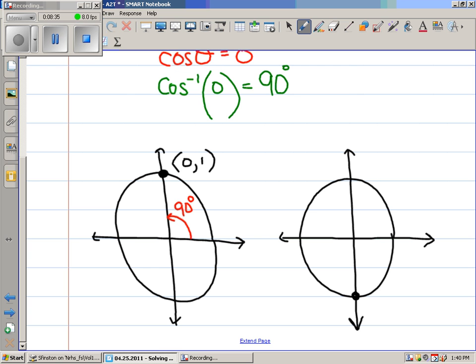And the other time that cosine is 0 is down over here. How many degrees did I have to go through to get down over here? Yeah, 270. And those are our two answers. So always be thinking. Could there be another possible answer? But you get partial credit just for getting over here. Like a lot of credit.